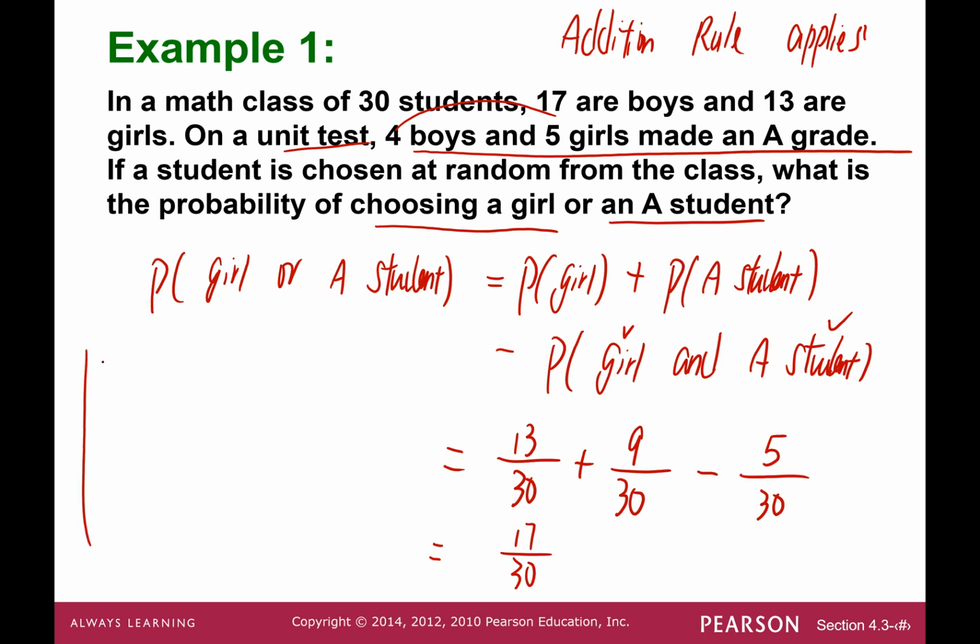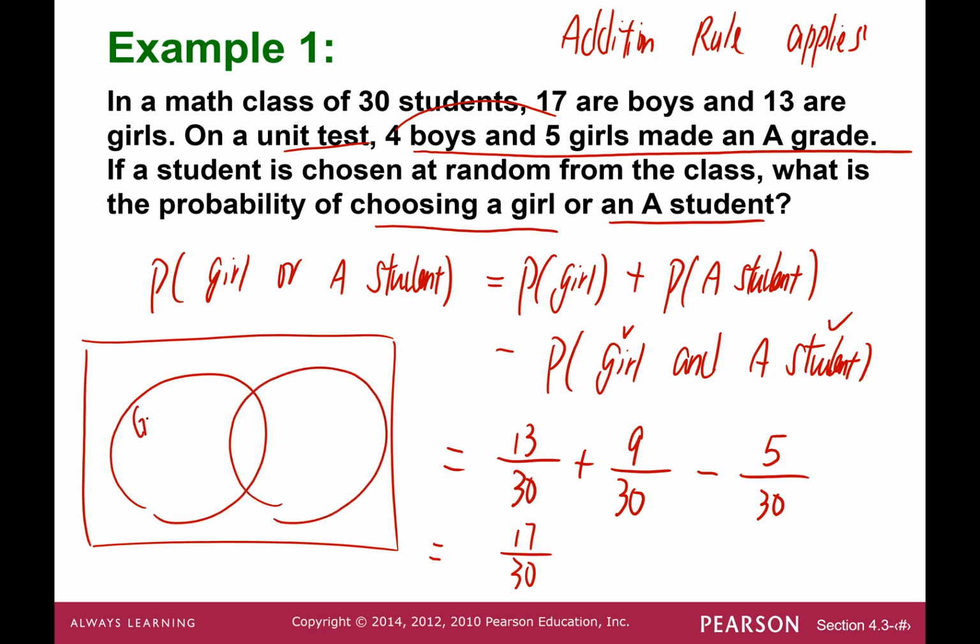Let's show this in the Venn diagram. We have two events, girl and A grade. We know that in the common section, 5 girls made an A grade. If 5 girls made an A grade, the rest of the girls made another grade, so 13 minus 5, that's 8 girls who made another grade. And there are a total of 9 A students, 4 boys and 5 girls, so 4 is here. If you add all those up, 8 plus 5 plus 4, that's also 17. Total 17, and 17 over 30 will be the probability. That's how you split it up into different components using the Venn diagram.